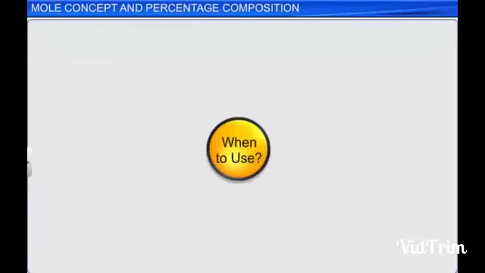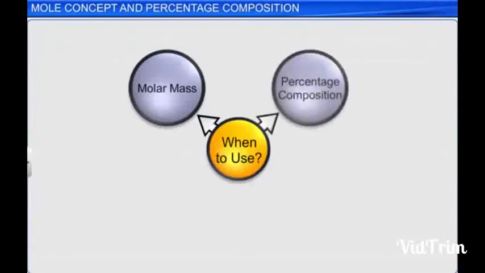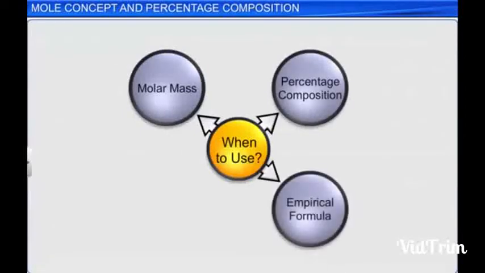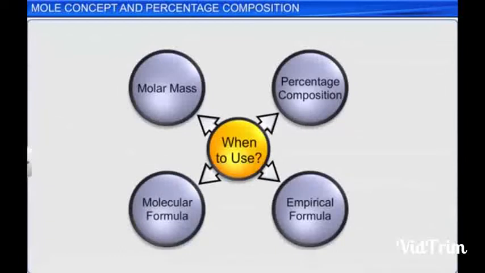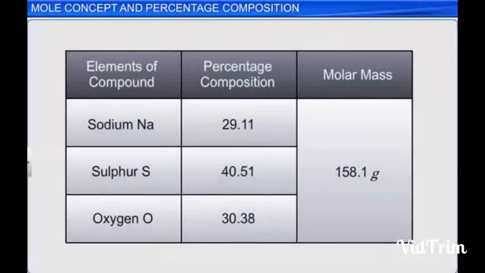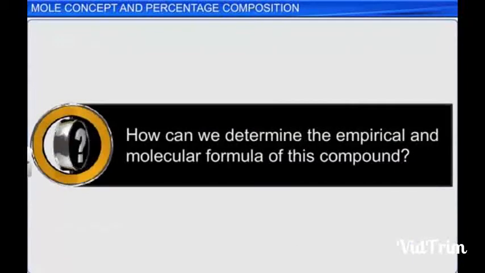We've learnt how to calculate molar mass, percentage composition, empirical formula and molecular formula. But when do we apply these calculations in chemistry? Let's say we have conducted an experiment and obtained a compound that has 29.11% sodium, 40.51% sulfur, and 30.38% oxygen. And the molar mass of the compound is 158.1 gram. How can we determine the empirical and molecular formula of this compound?